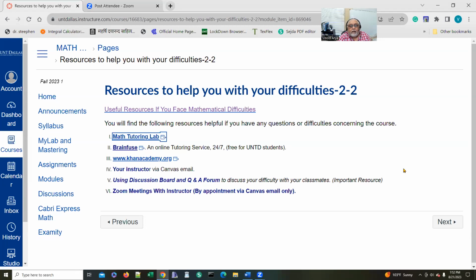And this is the portal to work as a team to solve your difficulties and problems from assignments and other things. And you can set up Zoom meetings with me, and you have to write me a Canvas email to set up that meeting, and I will put you in a slot that will be mutually convenient to you and me both, and then we can discuss your problem. Okay.